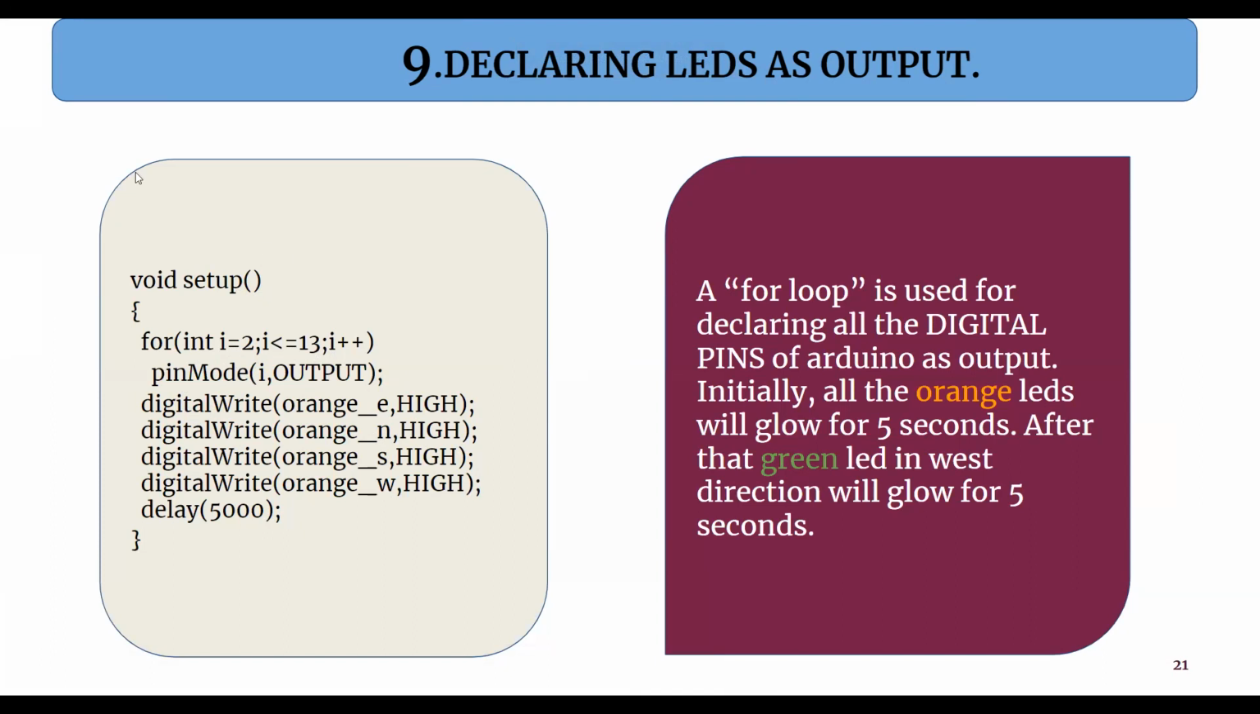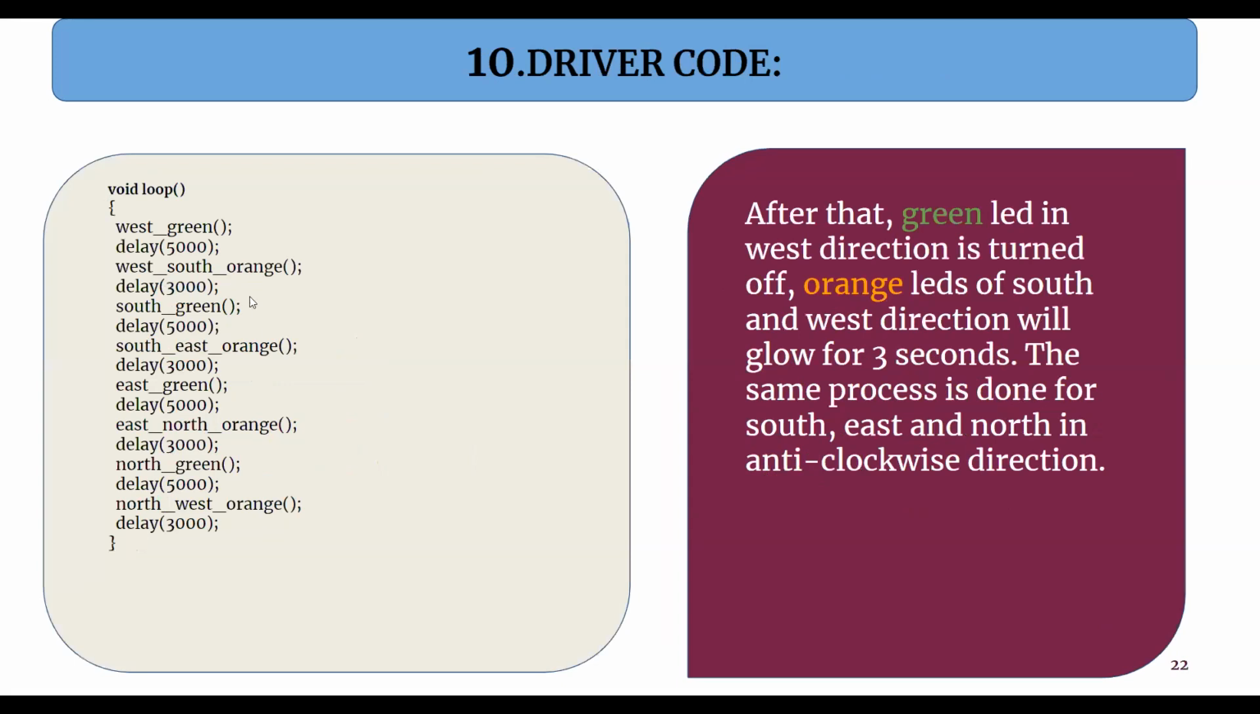After that, we are running a loop which runs infinite times. That is, first we are going in an anti-clockwise direction. So we are starting from west, meaning the west green bulb in the west direction should be turned on. It will be turned on for 5 seconds.